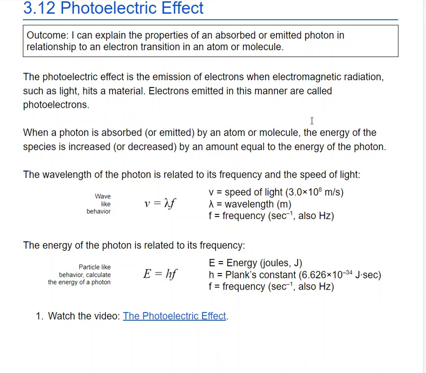This is 3.12 Photoelectric Effect. Our outcome is: I can explain the properties of an absorbed or emitted photon in relationship to an electron transition in an atom or molecule.